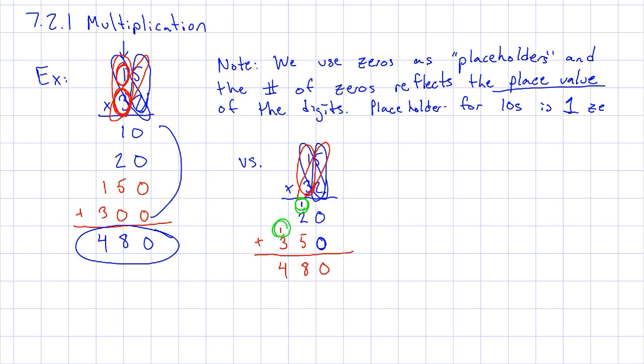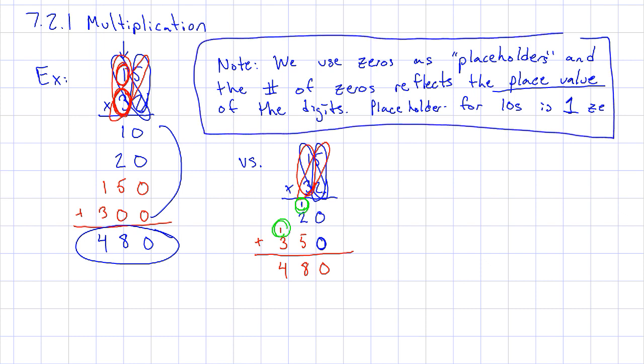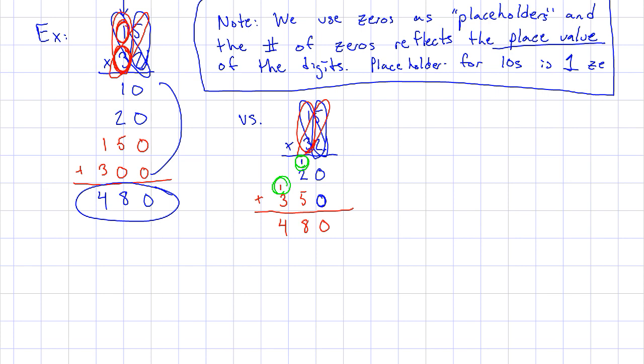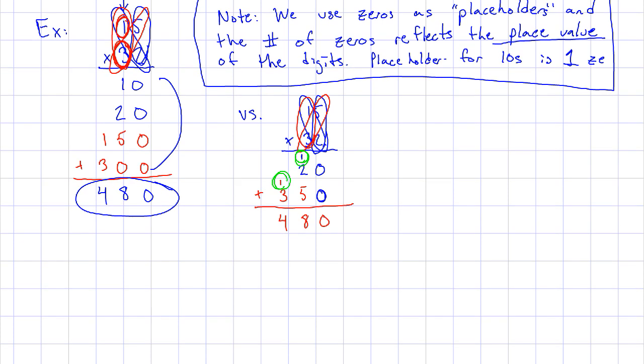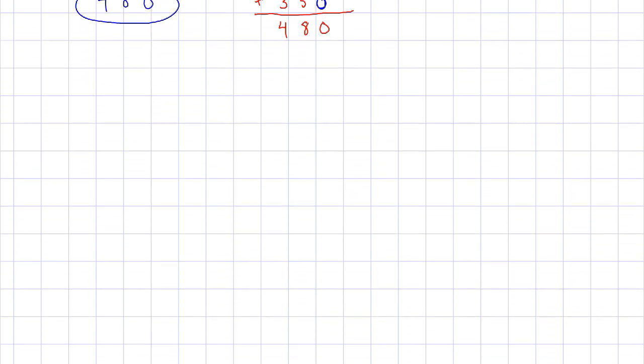Let's do a larger example so we can talk a little bit more about this placeholder thing. Again, we're really trying to develop an intuition for what place value means and how it affects our problem. So let's scroll down a little bit more here, and we're going to do another example. Let's do 126 times 234.